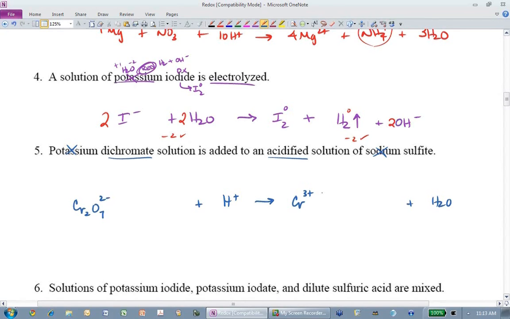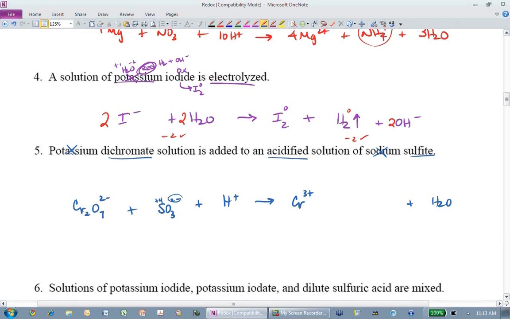Then I take the sulfite and think about what's going on with it, because that's the only thing I've got left to play with here. So my sulfite is SO3 2-, where if 3 -2's are present, that's a total of -6, but the overall charge is -2, so that one lone sulfur has to be a +4.